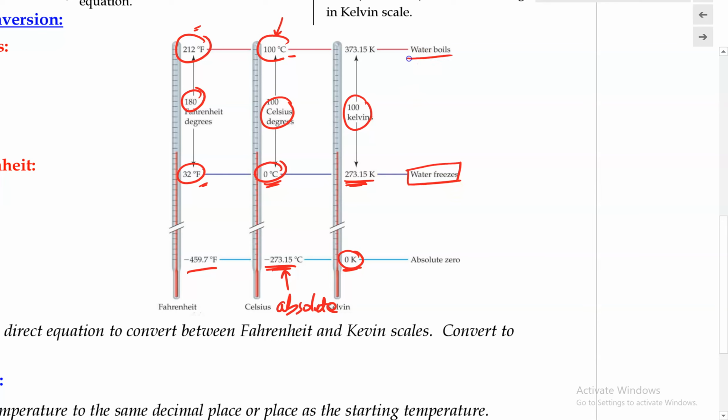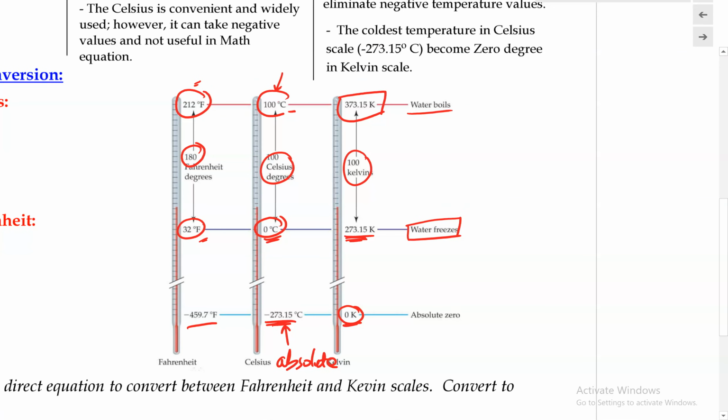And for the boiling point of water, the increment would be the same thing. So basically 373.15 would then be the boiling point of water in the Kelvin scale. So that's the relationship between these three scales and how they were established.